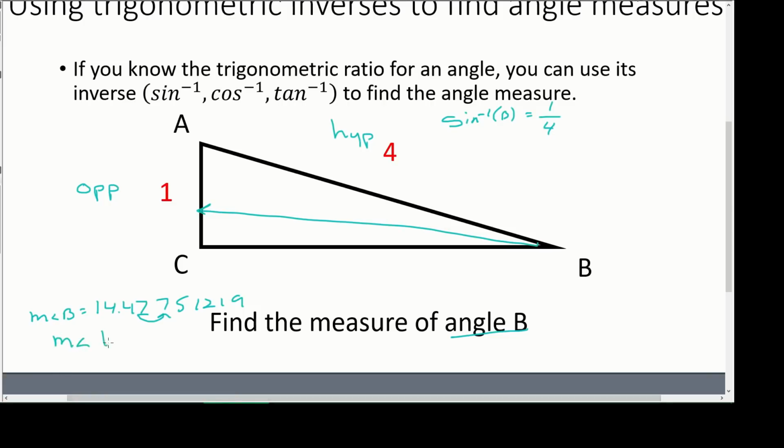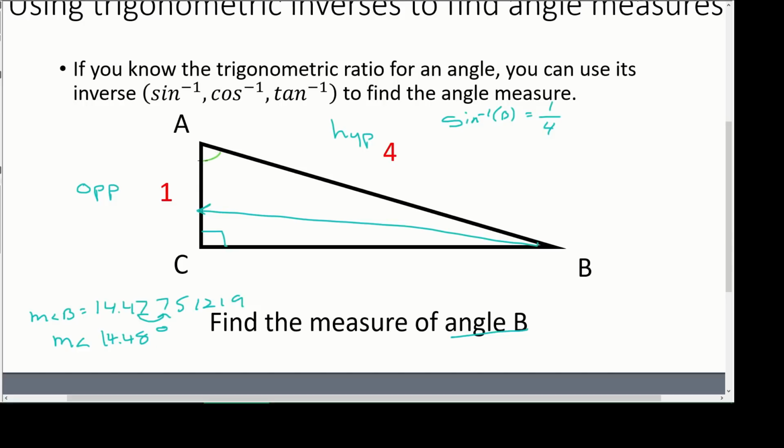The measure of angle B, rounded, is 14.48 degrees. Now, how do we know that's right? Well, the best way I know is to find out if the sum of angle B, angle C, and angle A is 180 degrees.